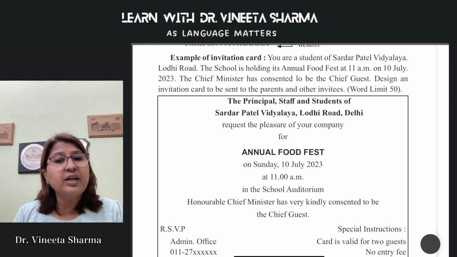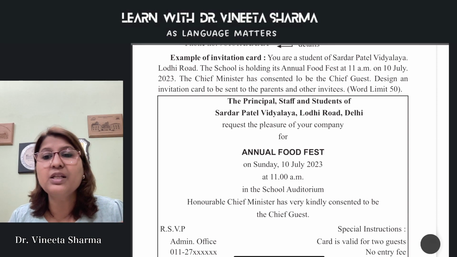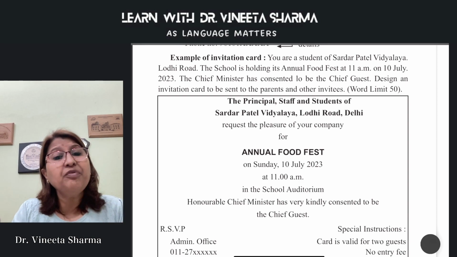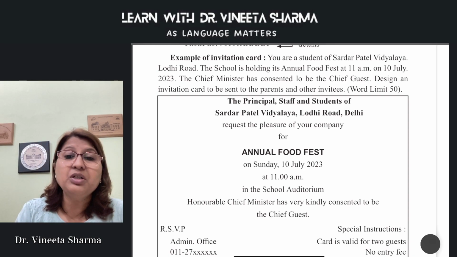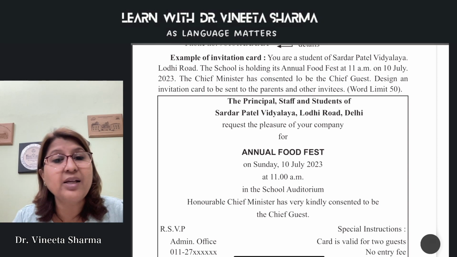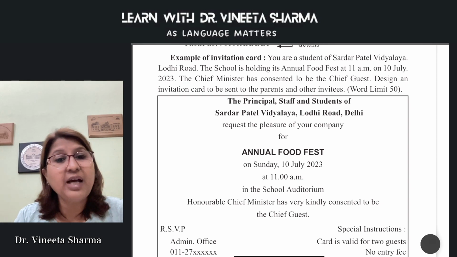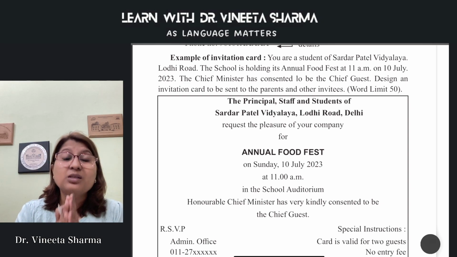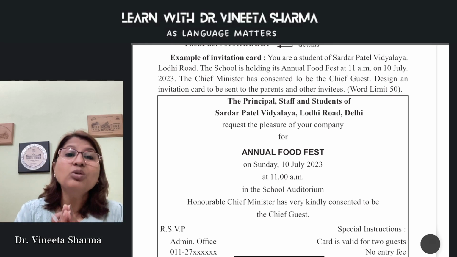Now on the left, RSVP is supposed to be given, like admin office, and then phone number is there. Now if there is any special instruction that you want to mention, like on the right hand side, special instruction, card is valid for 2 guests, no entry fee, something like that, you can mention that too. It shows your good understanding of how invitations are given through cards.